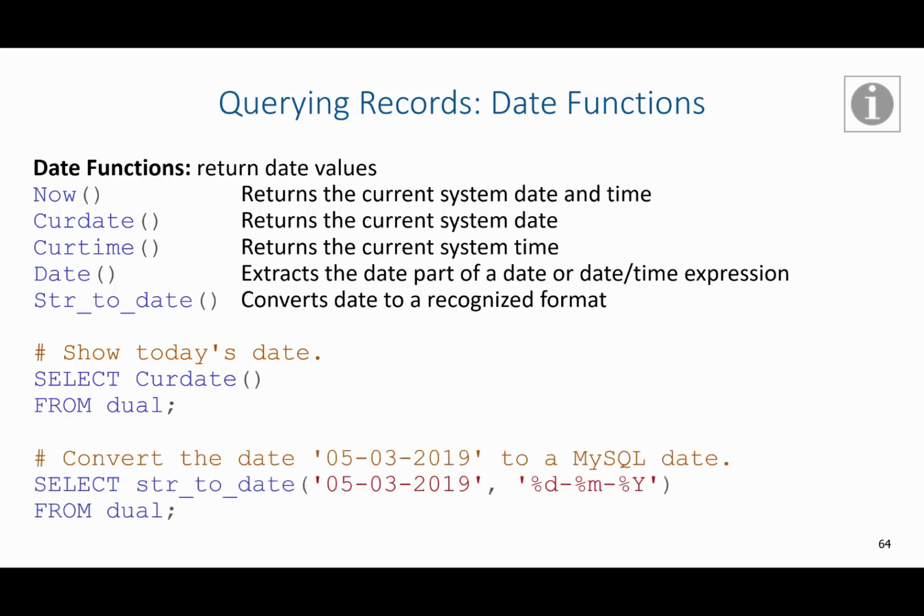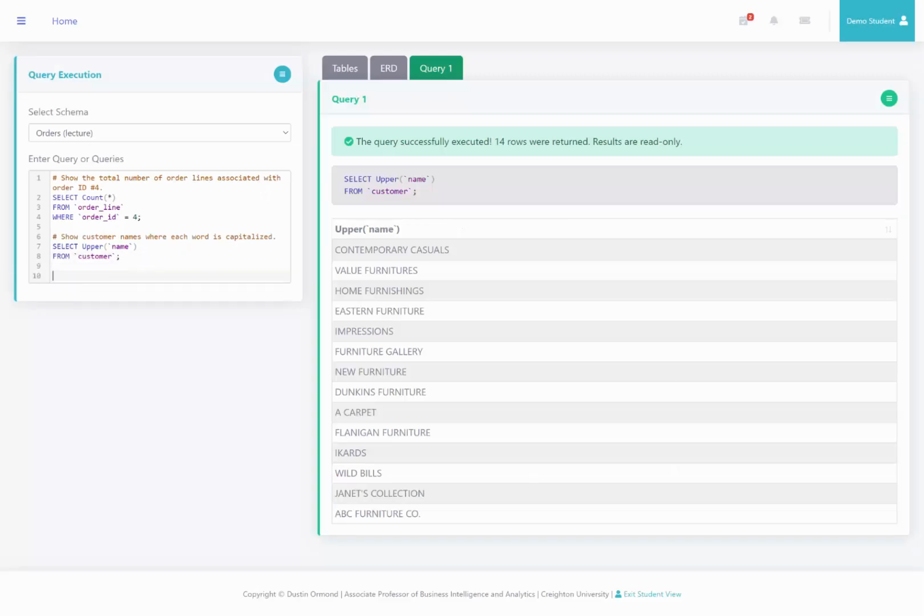Now let's say I wanted to convert a non-MySQL date to a MySQL date, such as this one where it's the day first, so 5th of March 2019. If I wanted to convert that to MySQL format, I could say select string to date and then provide the date string and then the format that the date string is in. This indicates that the 5 represents the day, the 3 represents the month, and the 2019 represents the year.